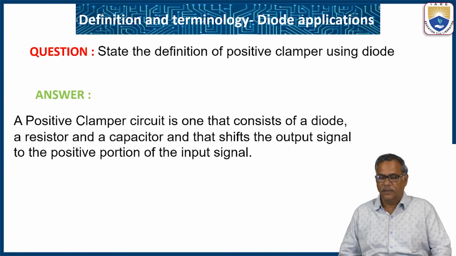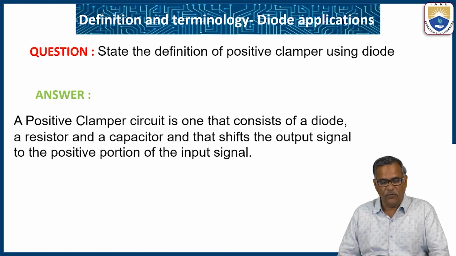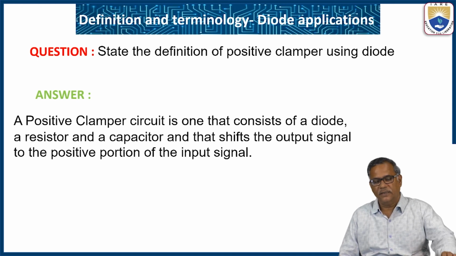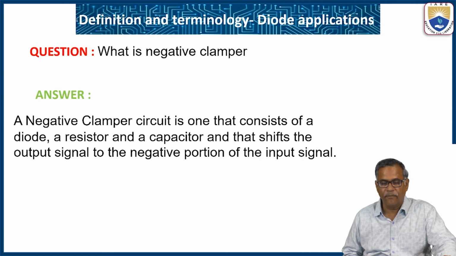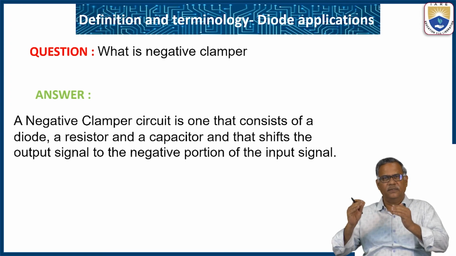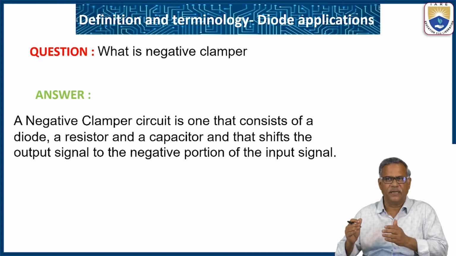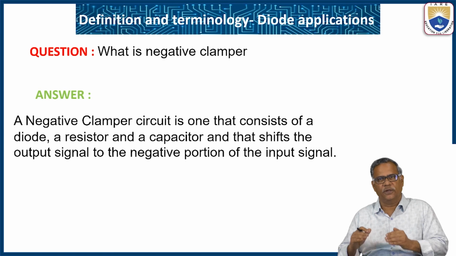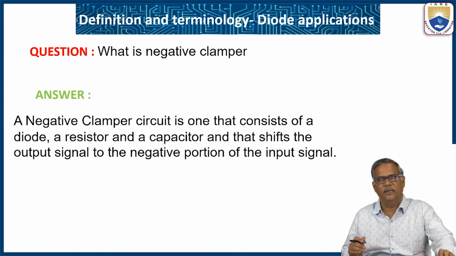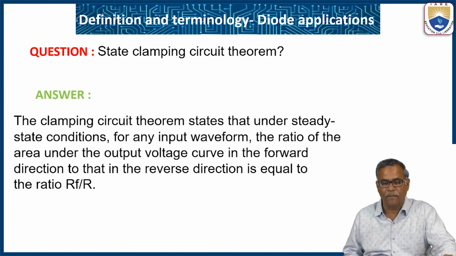State the definition of positive clamper using the diode. A positive clamper is a circuit that consists of a diode, a resistor and a capacitor that shifts the output signal to the positive portion of the input signal. And what is a negative clamper? A negative clamper does the opposite. It consists of a diode, resistor and a capacitor that shifts the output signal to the negative portion, or below the zero level. That is a negative clamper.